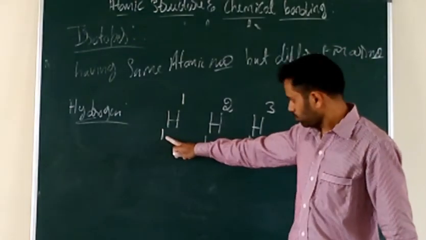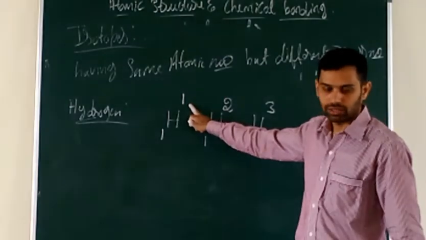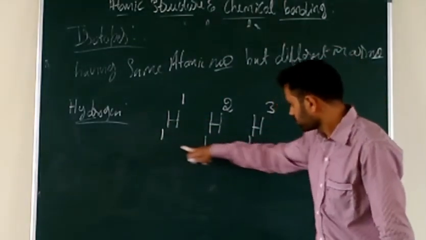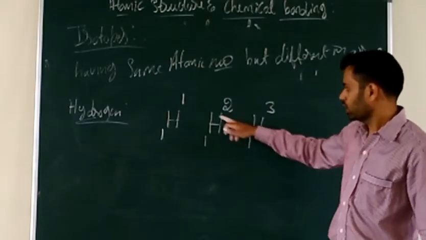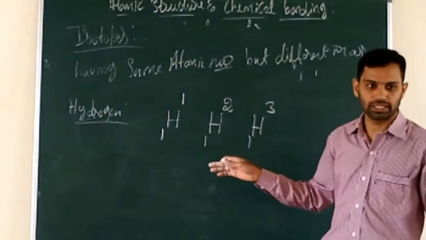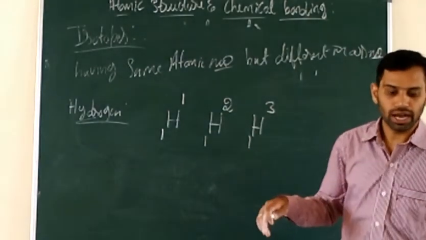So the atomic number is the same, the mass number is 1. The atomic number of hydrogen is 1 only. Look, the atomic numbers are the same. Next, look at the mass number: there is 1, then 2, 3. They differ in the mass number.